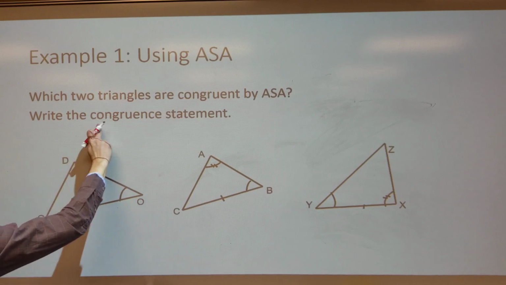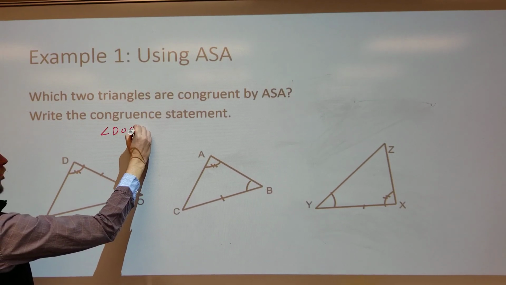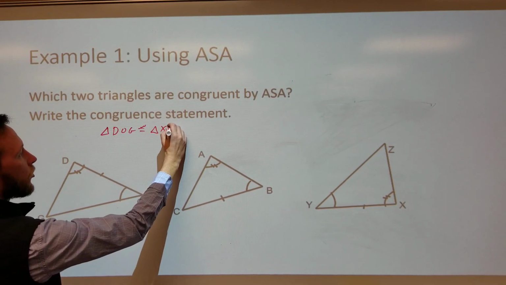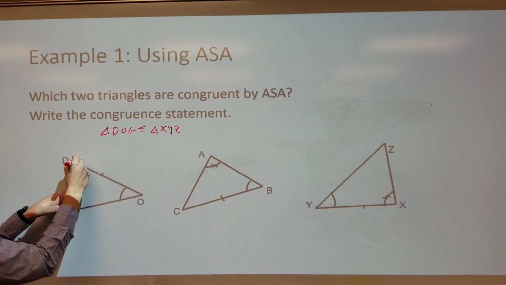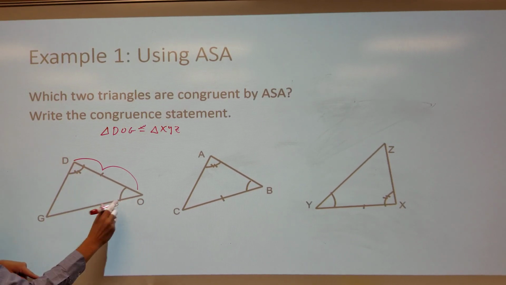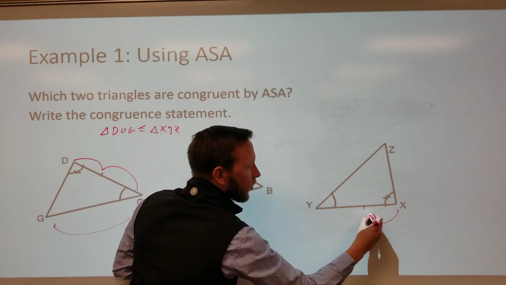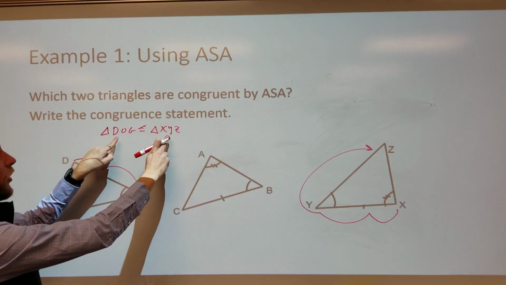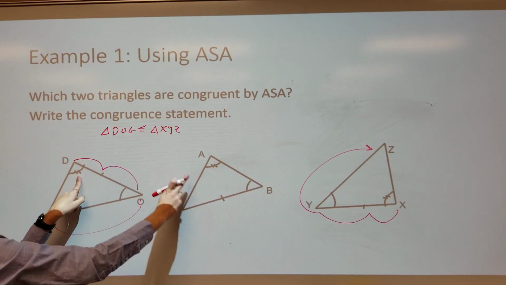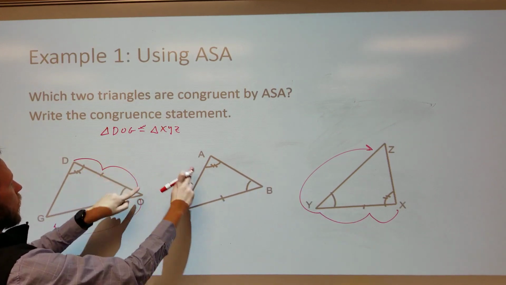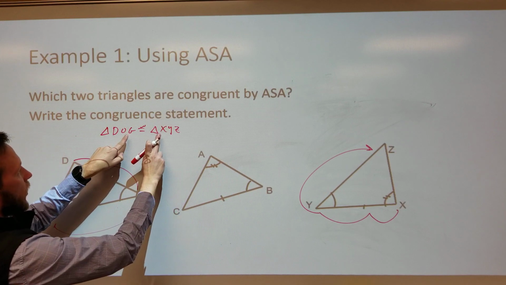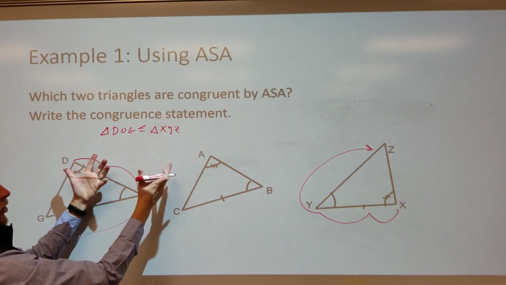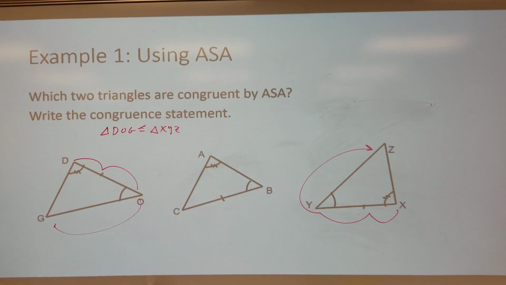last triangle. Write the congruence statement: triangle DOG is congruent to triangle XYZ. So double angle, side, angle: D-O-G, X-Y-Z. We want to make sure that we list the corresponding parts in the corresponding order. This angle is marked with a double hash. Side DO corresponds to side XY, and then O is marked once, Y is marked once, G is not marked, Z is not marked. So we can make sure that we have that congruence statement written correctly.